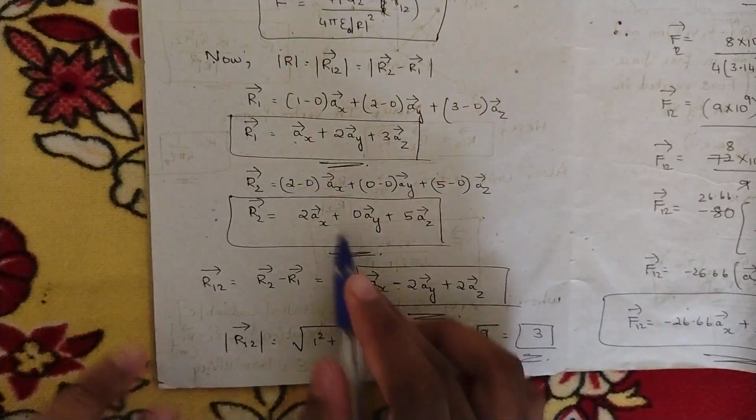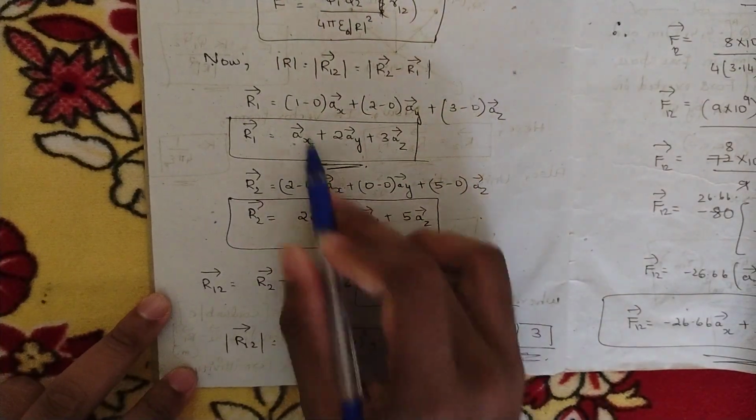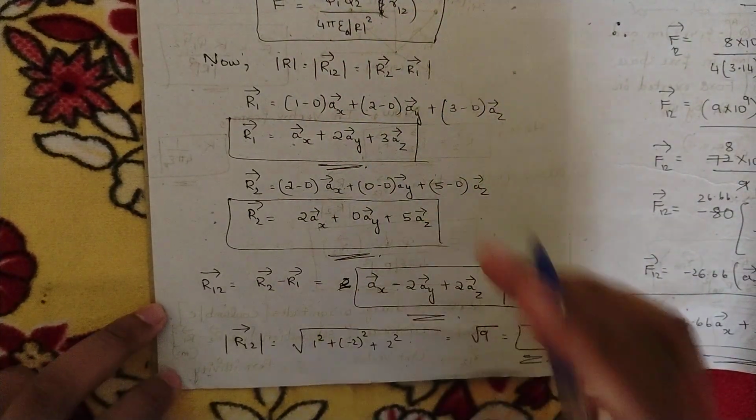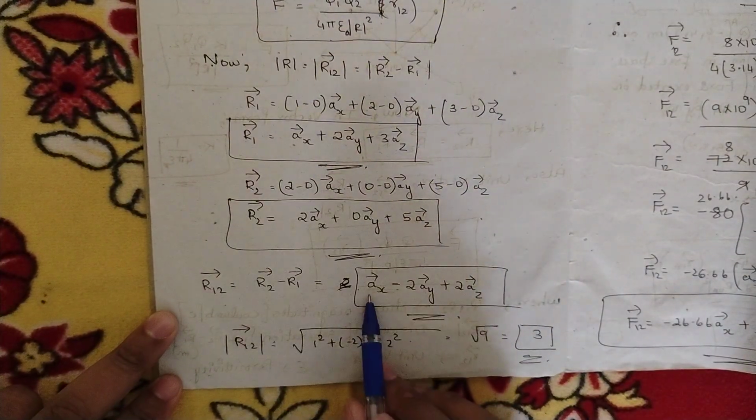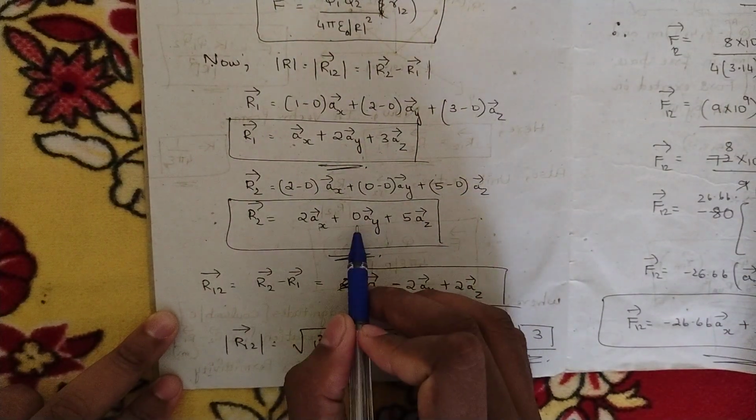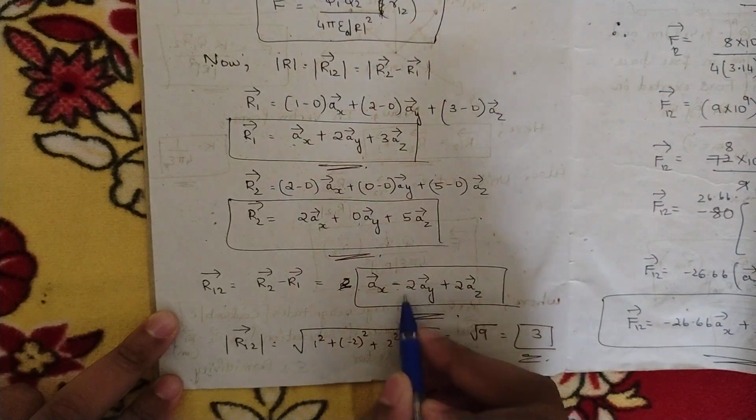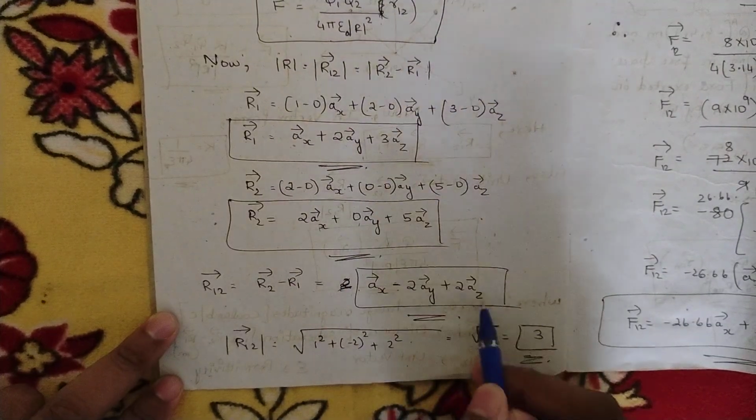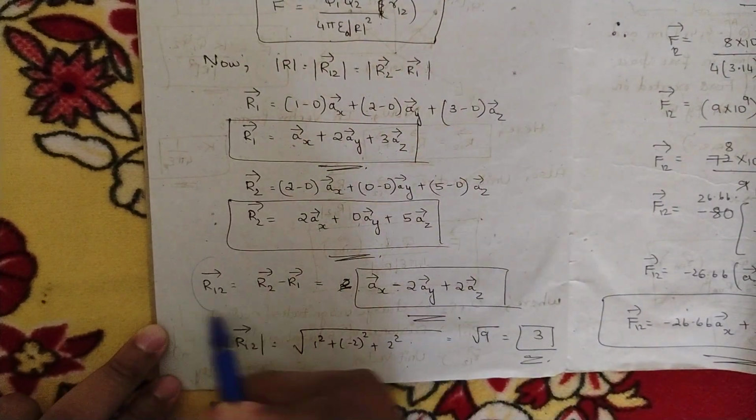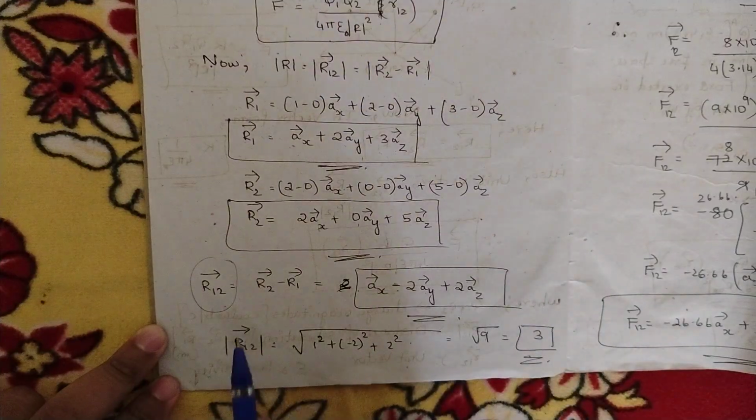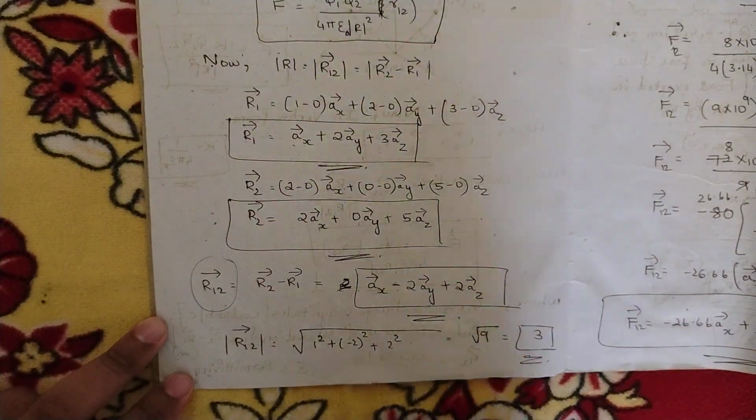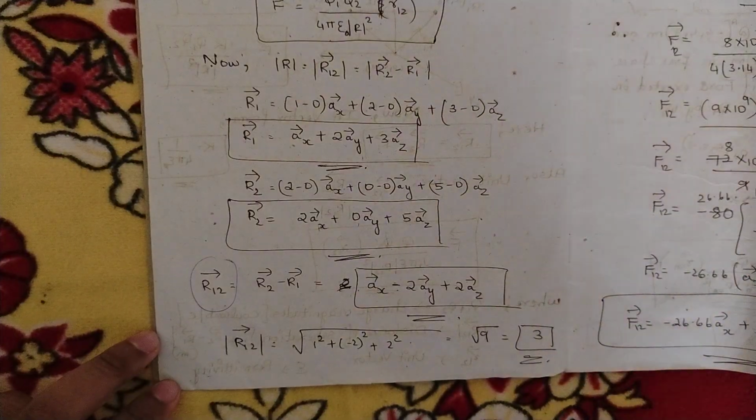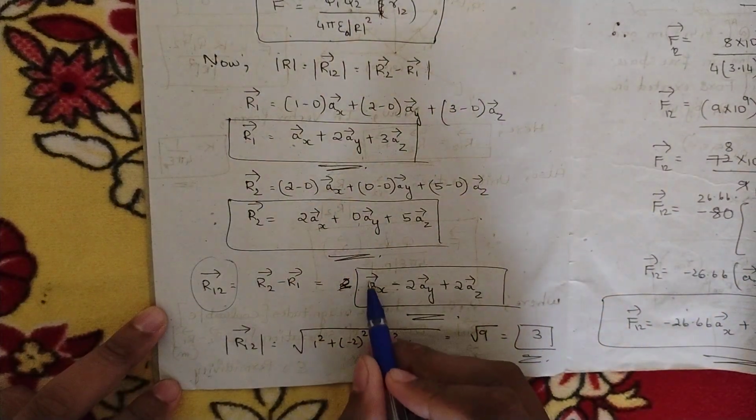Now do the subtraction, r2 minus r1, that is, you subtract all the ax, ay and az coefficients. So 2 minus 1 is 1, that is ax itself. Then 0 minus 2 is minus 2ay, then 5 minus 3 is 2az. So this is the value of r12. Now we should find the magnitude of that vector r12. You know how to find the magnitude, right? Again, recall the vector algebra concept, that is, all the coefficients.